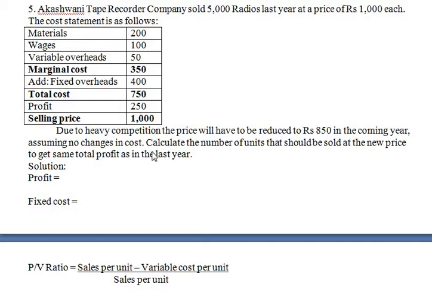Now first what we will do, we will find out the profit of last year. So profit. Now how many radios they have sold? 5,000 radios into profit per radio, which is rupees 250, given in the chart. So that will be equal to rupees 12,50,000.